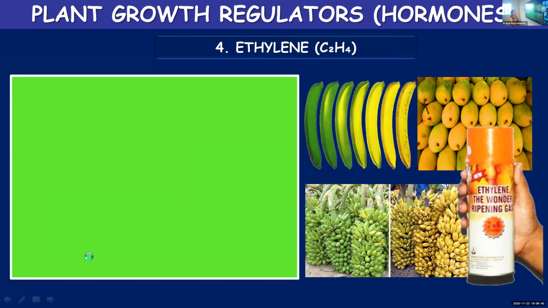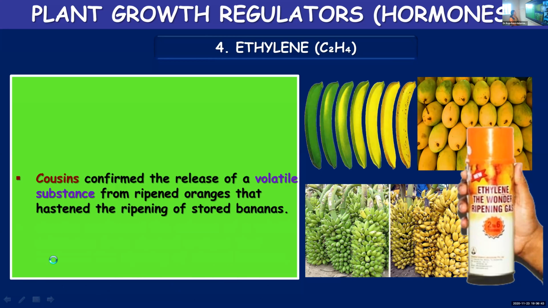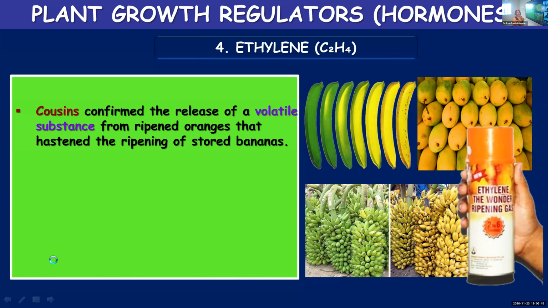Next one is ethylene, C2H4. Cousins is the name of a scientist, H.H. Cousins. He confirmed the release of volatile substance, which will get vaporized easily, from ripened oranges. So from ripened oranges, a substance was released which hastened the ripening of stored bananas. You might have seen, like when there is one ripe fruit in a basket, or even if it is a banana, one is ripe, it will promote the ripening of the other fruits also.